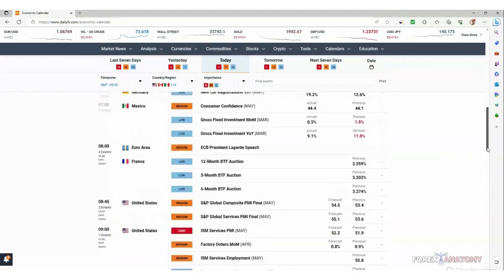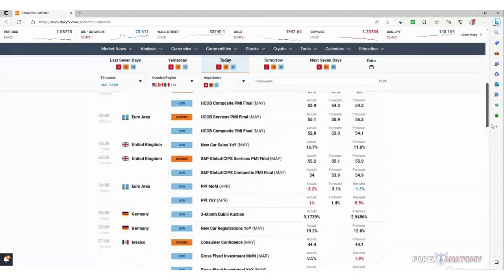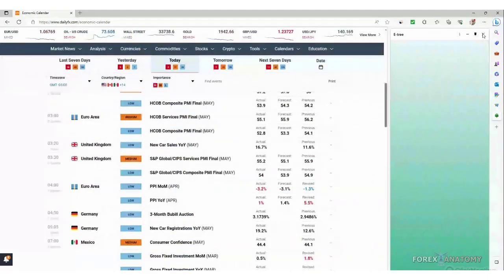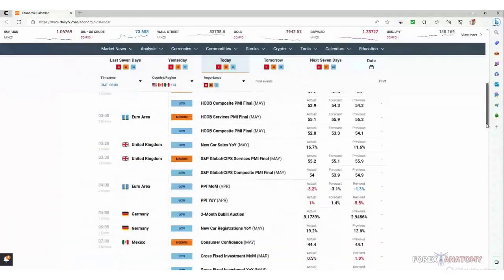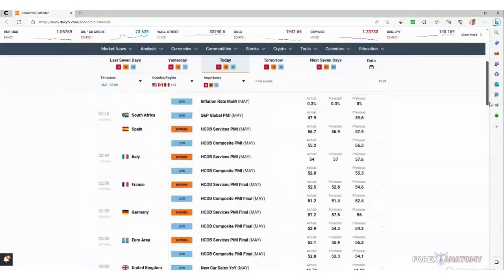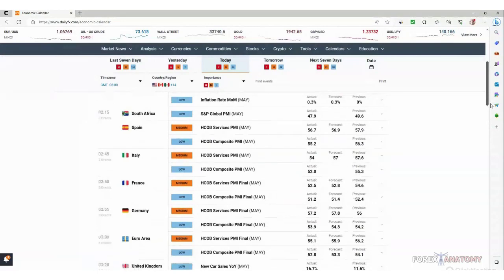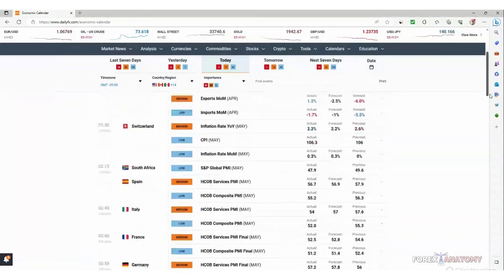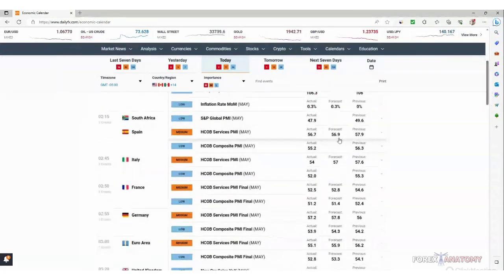But if we go higher and look at global services PMI, we can start here. We can see that a lot of them are in expansion territory. You see Spain came in at 56.7, expansion, even though it decelerated from the previous month. Let's go to more. We see Italy's Services PMI is in expansionary territory.